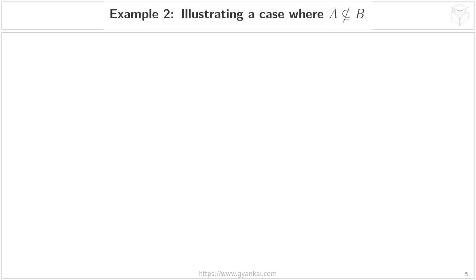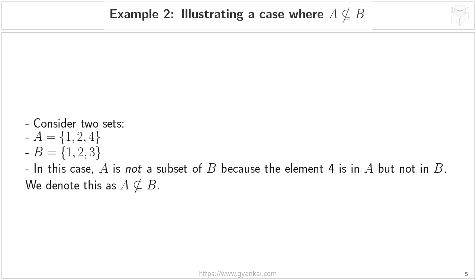Example 2, illustrating a case where A is not a subset of B. Let's look at another example, this time to illustrate a situation where one set is not a subset of another. Here we have two sets. Set A, which contains the numbers 1, 2, and 4, and set B, which contains the numbers 1, 2, and 3. Now, remember from the previous slides, for it to be a subset of B, every single element in A must also be found within B. Let's check if that's true in this case.